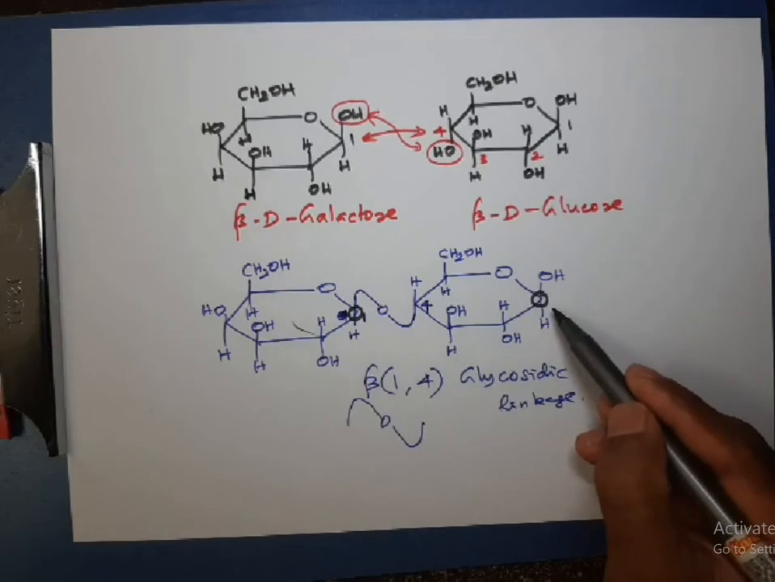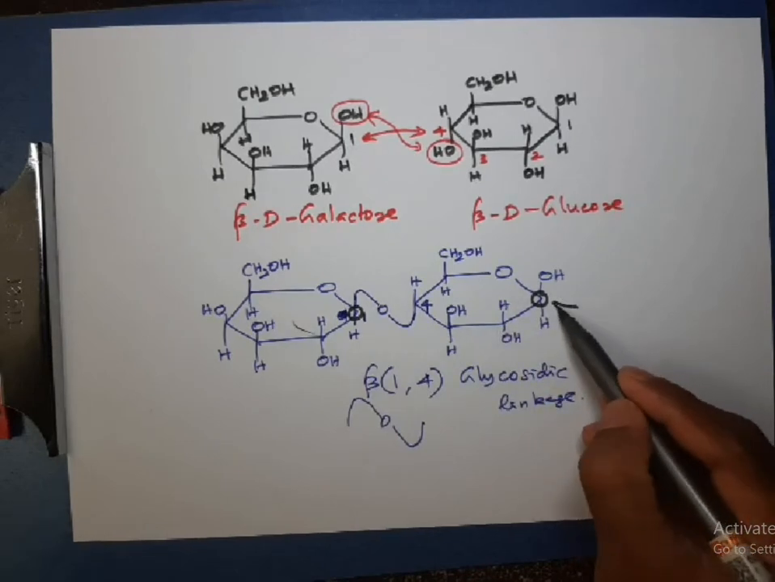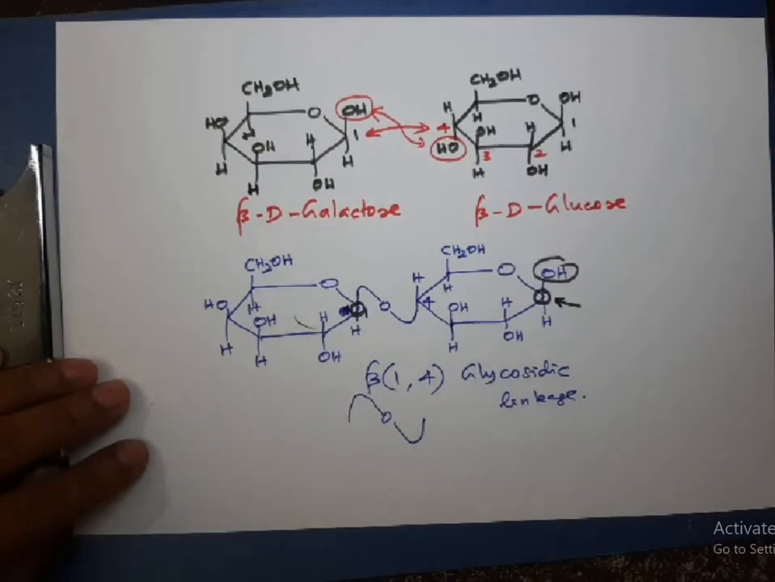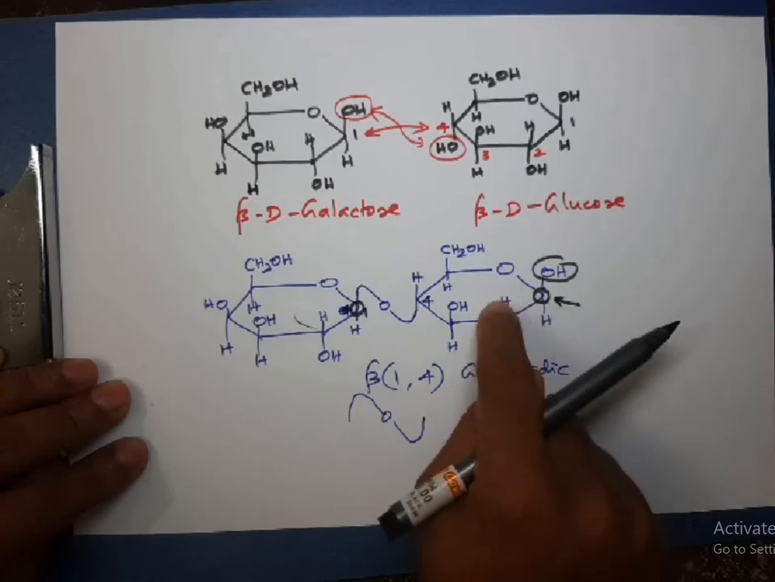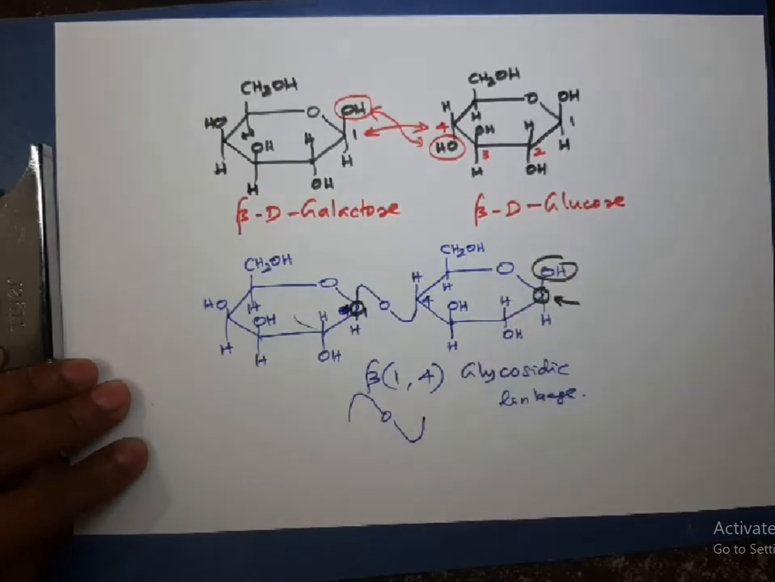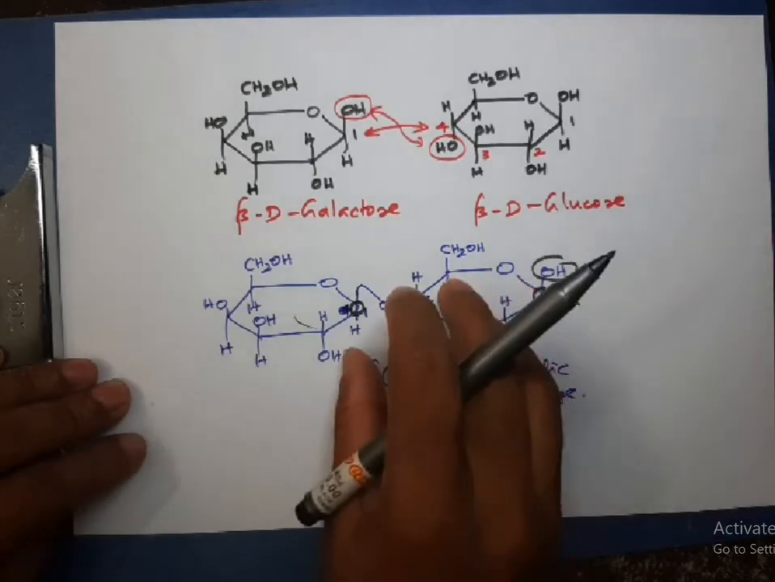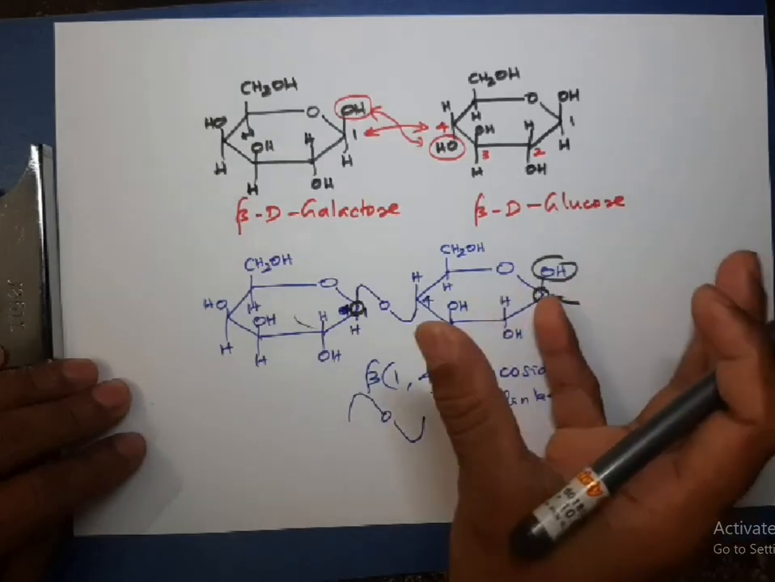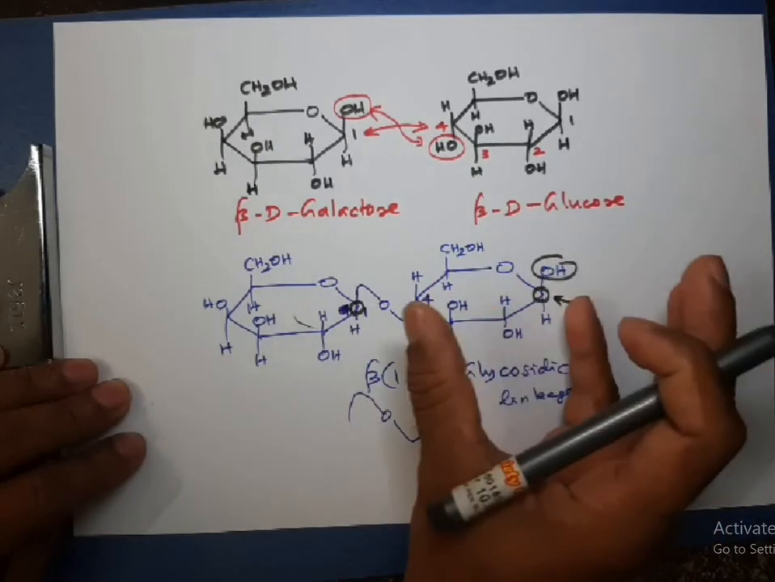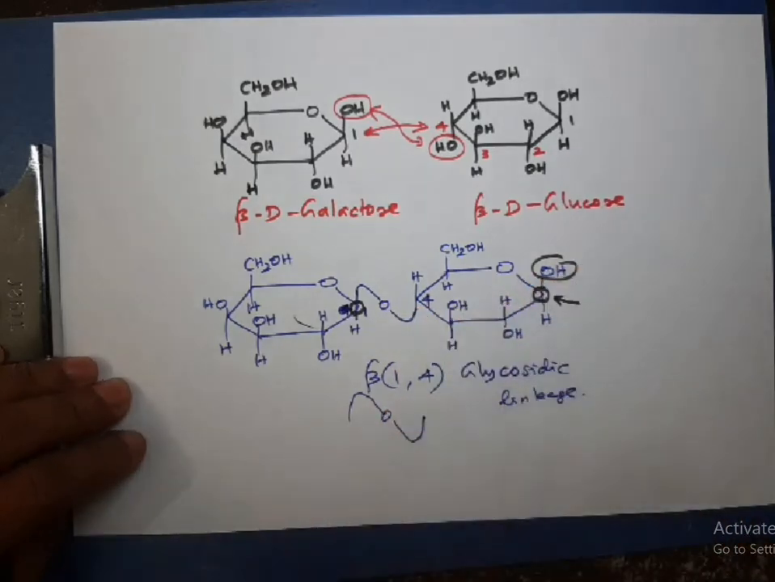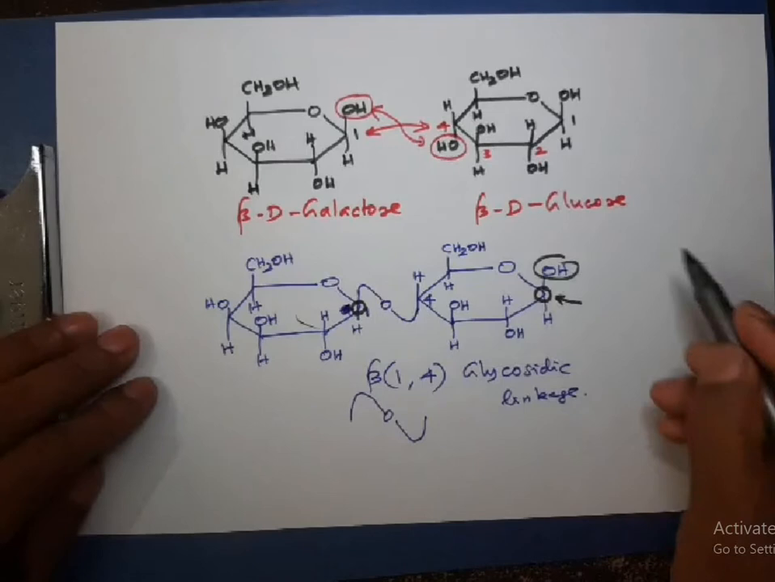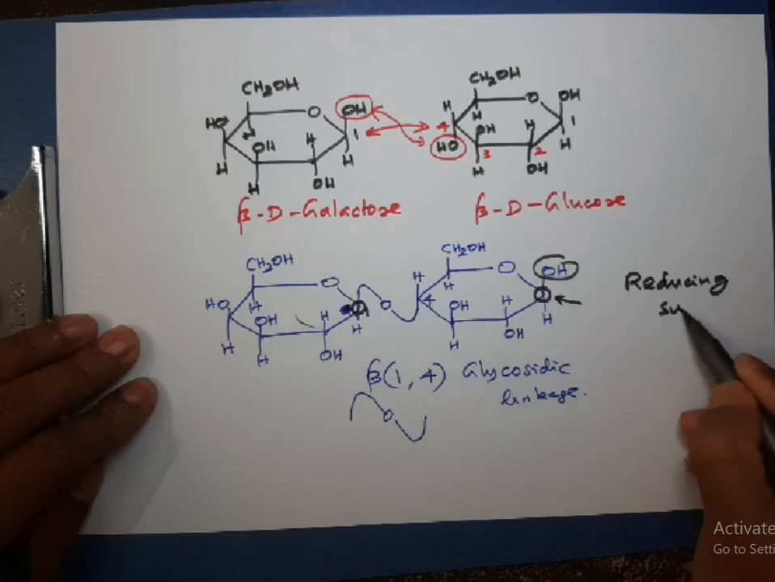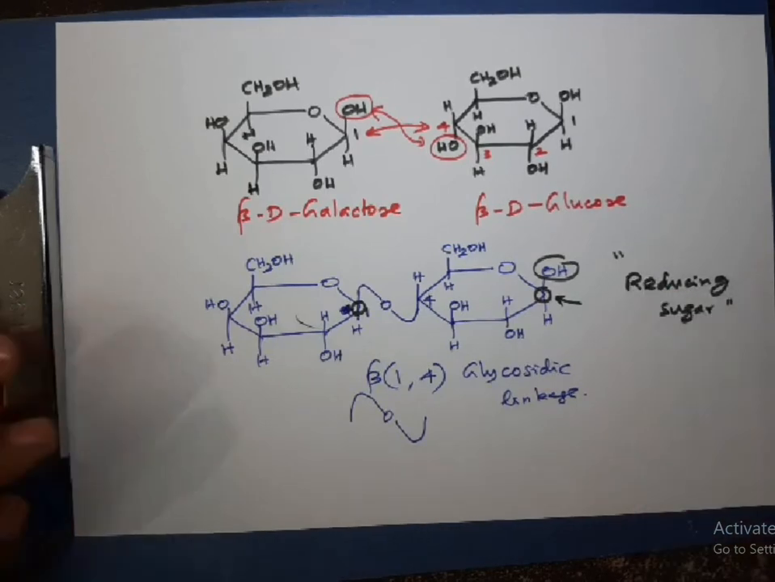Whereas here, carbon 1 has now an OH group, right? So in the glucose unit, carbon 1 has one OH group. Therefore, if you put this compound in Tollens reagent, or in basic medium, immediately the ring gets open. Once the ring is open, you will get a free aldehyde group. Therefore, the compound will reduce Tollens reagent. So lactose is also a reducing sugar.